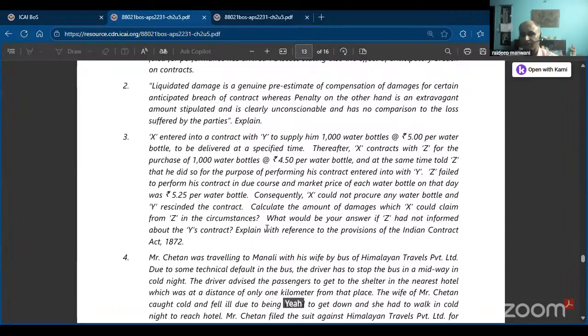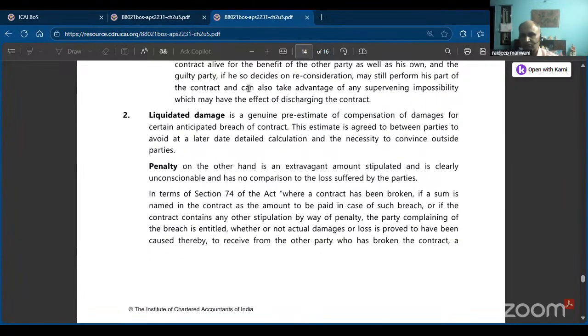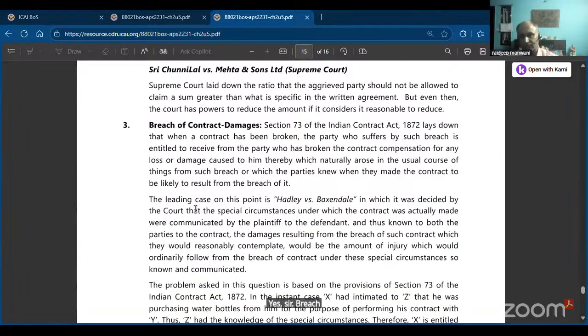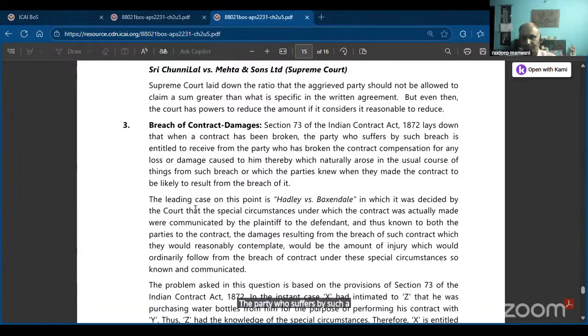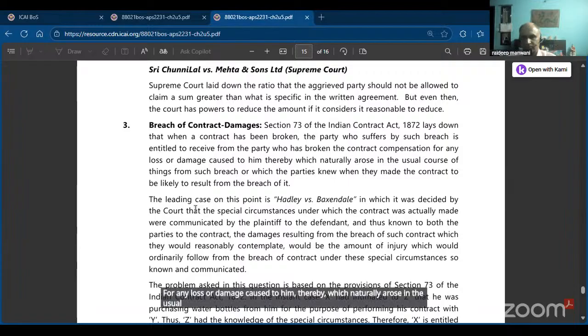Pranav, can you read the answer? Yes, sir. Breach of contract damages. Section 73 of the Indian Contract Act 1872 lays down that when a contract has been broken, the party who suffers by such a breach is entitled to receive from the party who has broken the contract compensation for any loss or damage caused to him thereby which naturally arose in the usual course of things from such breach, or which the parties knew when they made the contract to be likely to result from the breach of it.